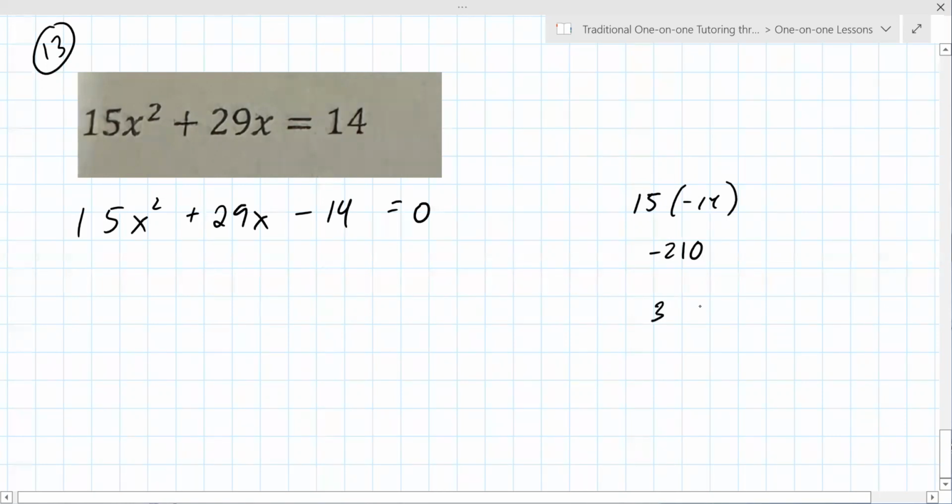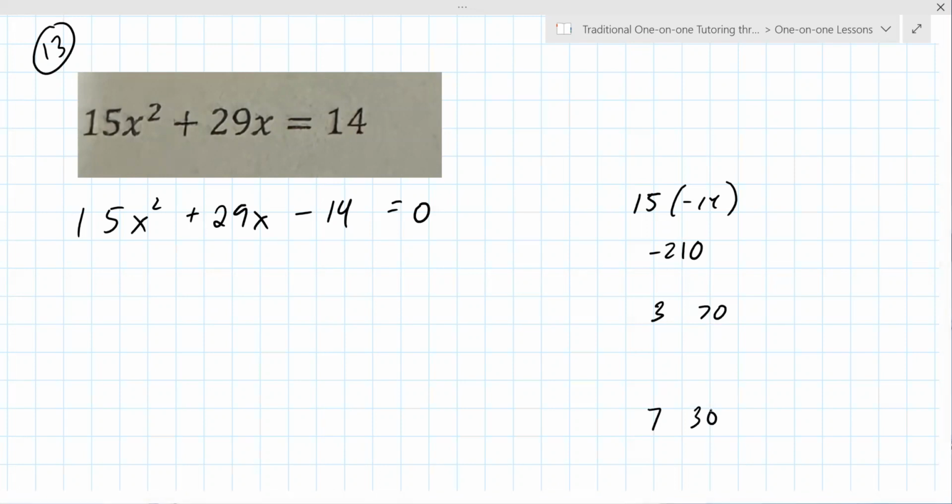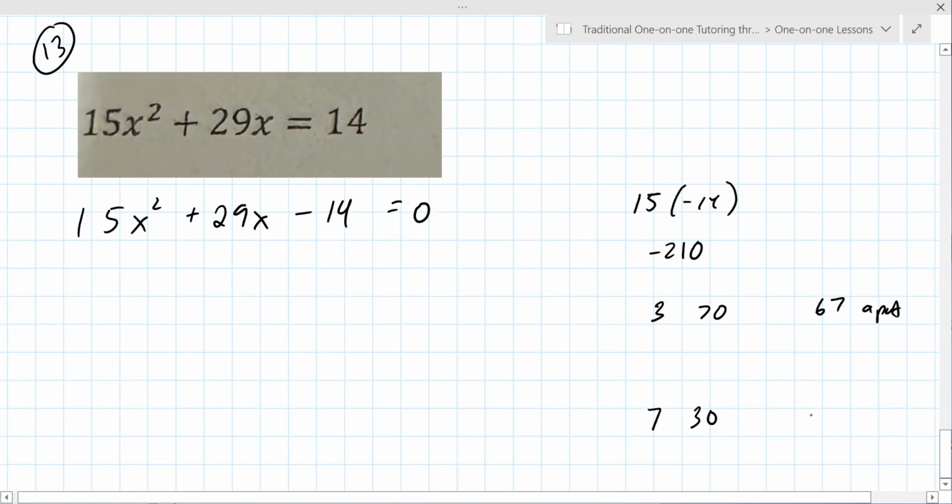Now, for example, I know 3 and 70 work, but they're not quite 29 apart. And 7 and 30 work, but they're 23 apart. So maybe it's something else in between those. You see how we've sort of squeezed it between those two? 8 and 30 is too large. It's got to multiply to 210. So 3 times 70 is 67 apart. 7 and 30 are 23 apart. We want 29 apart, so it's got to be somehow squeezed in the middle.